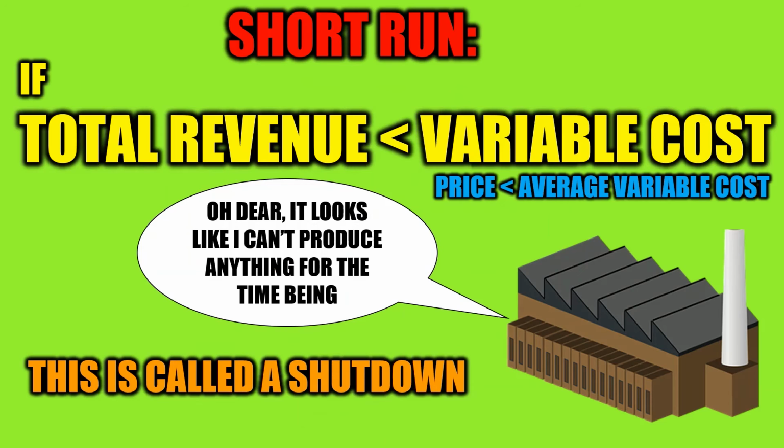Now there's a certain criteria for firms to enter and leave a market. In the short run, firms may decide not to produce anything during a certain period of time if total revenue is lower than variable cost, or when price is lower than average variable cost. This is called a shutdown, which is not to be confused with an exit. Of course, the firm can reopen if the future price is higher than the average variable cost.